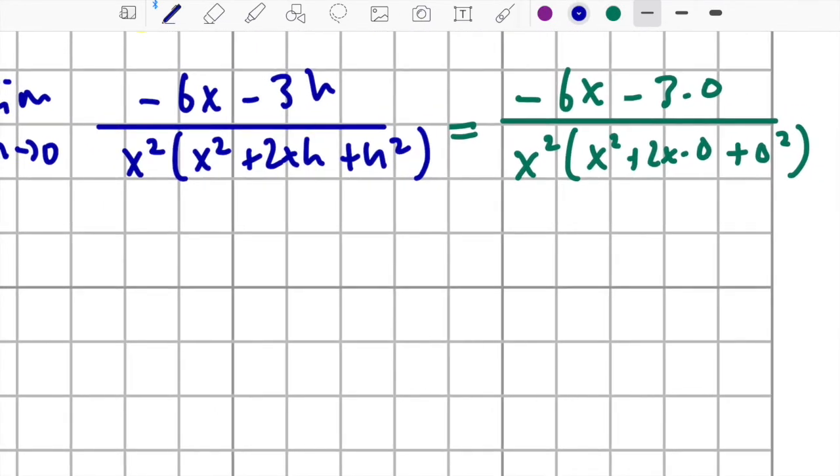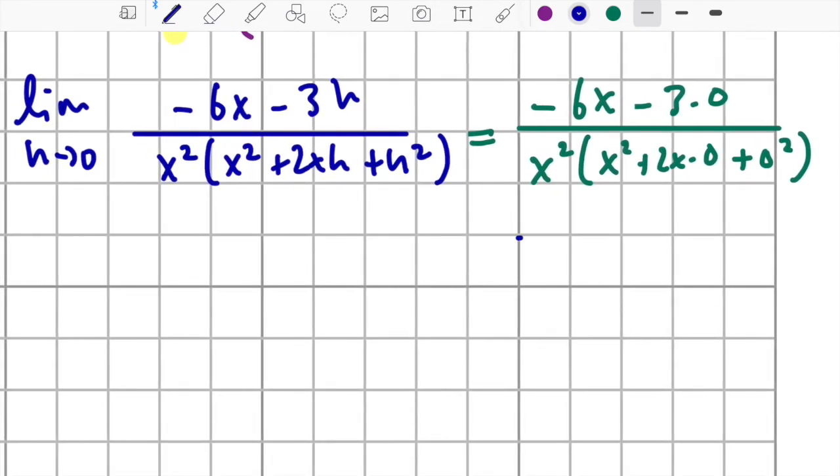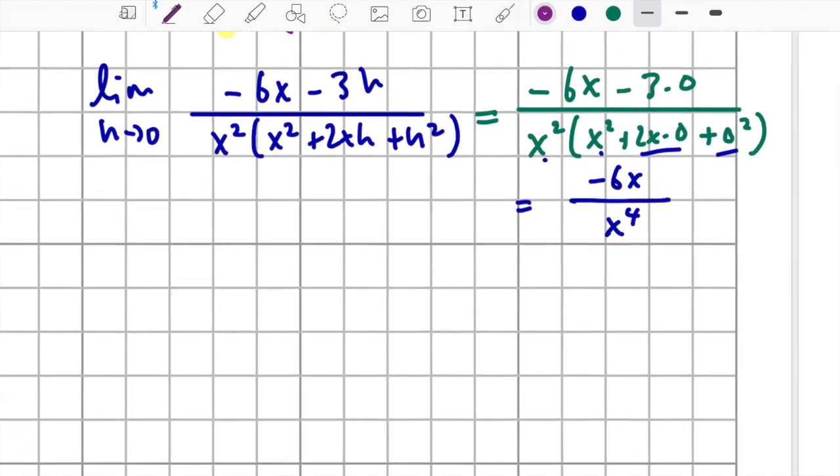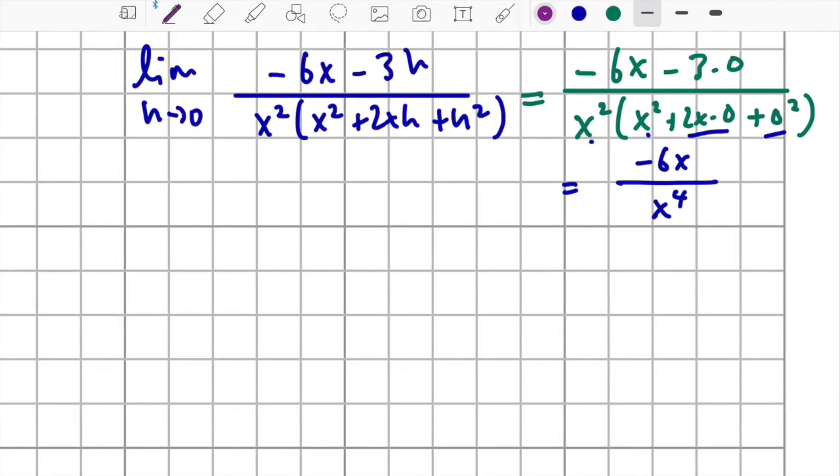So once you do that, we can start simplifying. We will end up with negative 6x in the numerator. In the denominator, since this is 0, this is 0, it's really just x squared times x squared, which is x to the 4th. And if we do just one final step where you have to simplify, I can cancel one of the x's, and we're left with negative 6 over x cubed. And that is our answer.